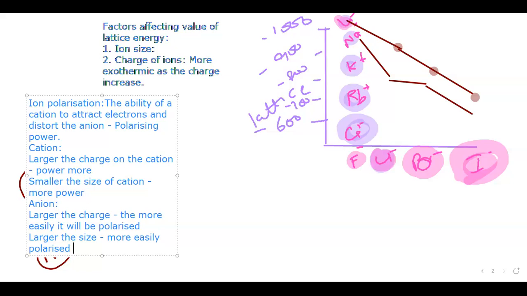This is the reasoning behind it, because of the polarization effect. As we go down, the same is true for nitrates, if you remember, right? As we were going down, we needed more energy. It was becoming more thermally stable.